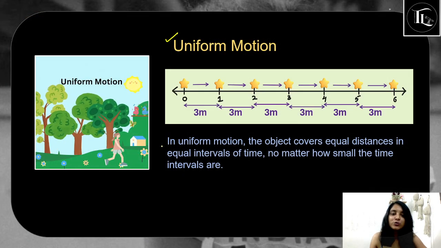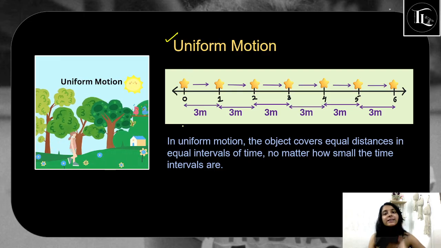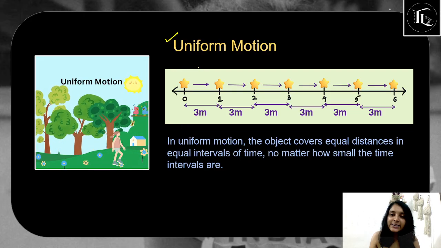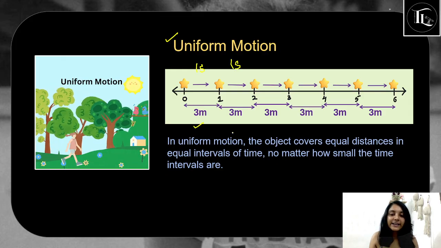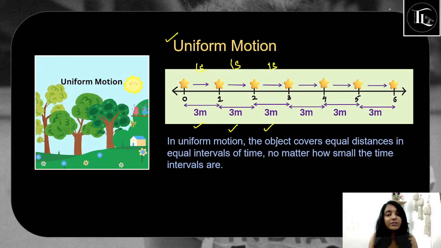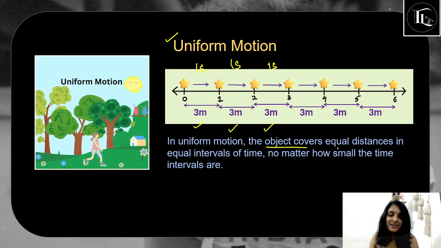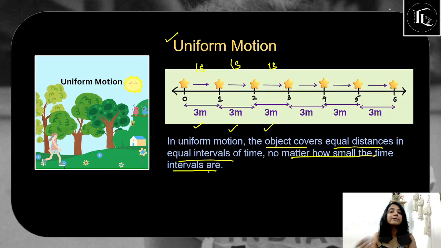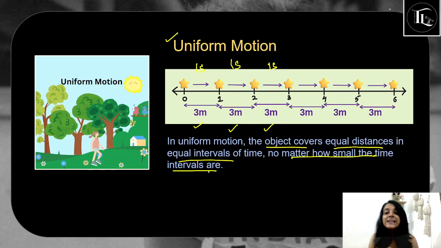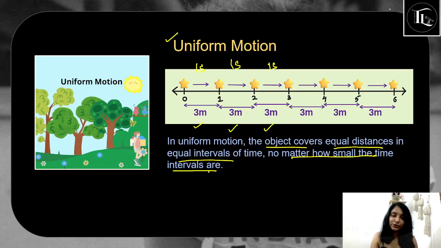Now what is uniform motion? If a person or an object covers equal distance in equal time interval. Like here in 1 second the object covered 3 meters. Again in 1 second the object covered 3 meters. In the next 1 second again covered 3 meters. So if the object covers equal distance in equal time interval, no matter how small the time intervals are, we say that okay, the object is in uniform motion.